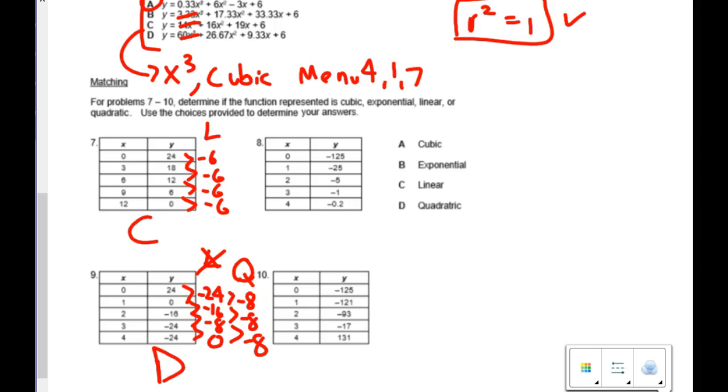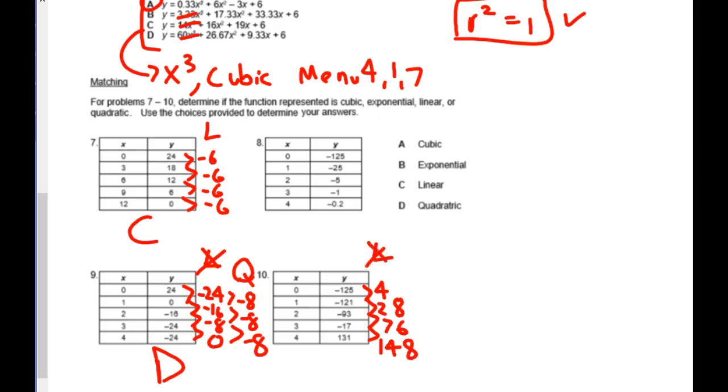Alright, let's try 10. Okay, what is this? Plus 4, 28, 76, 148. Is it linear? No. Okay, and then this went up what? 24, 48, 72. That's not quadratic. What's next?